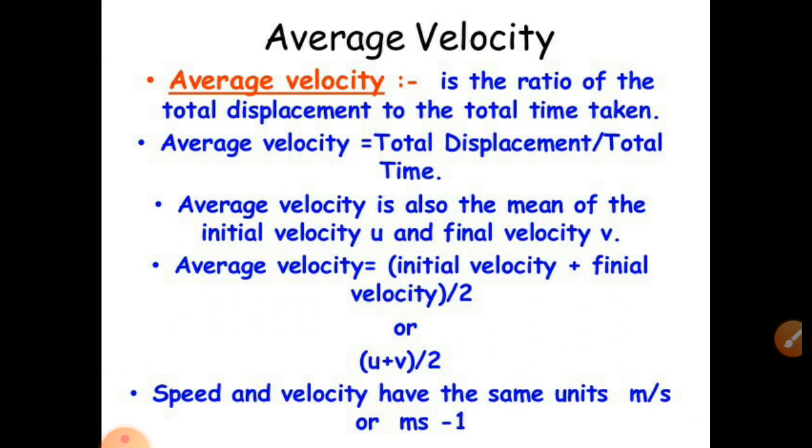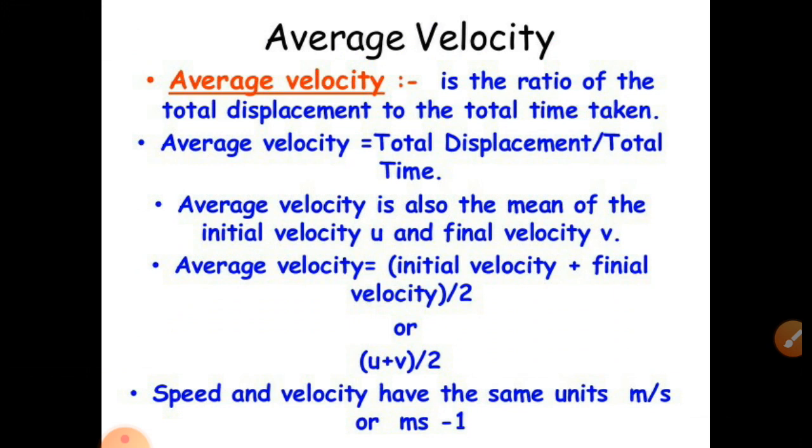Another equation is initial velocity plus final velocity divided by 2, the sum of the initial and final velocities, halved. What is initial velocity? Initially the object had a velocity, and that is the initial velocity. Suppose a car is at rest and starts to move. What is the initial condition? Rest. So what is the initial velocity? That is 0. And if the car is moving at 5 meters per second, that 5 meters per second is the final velocity.